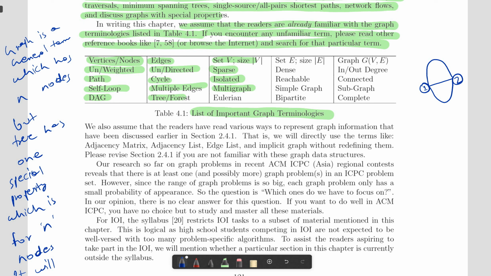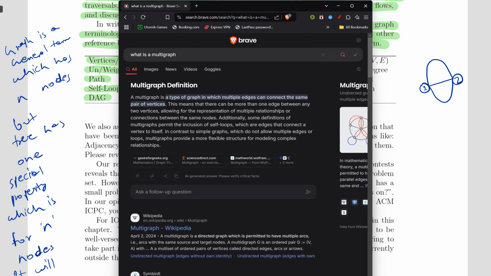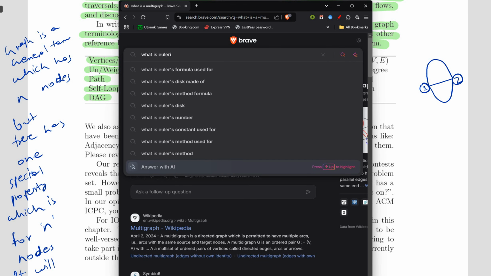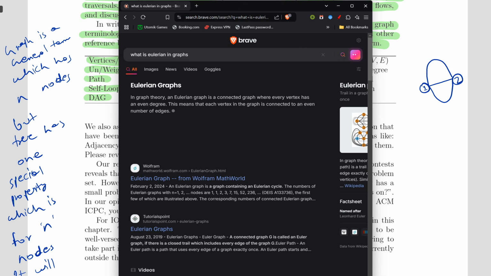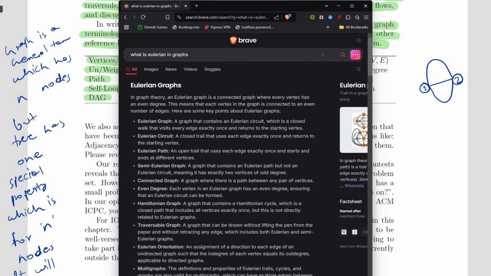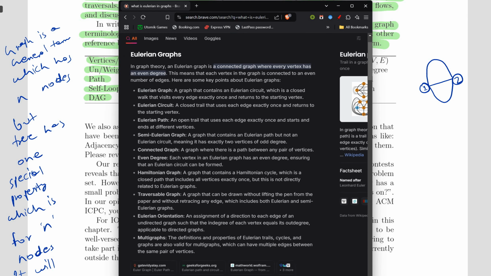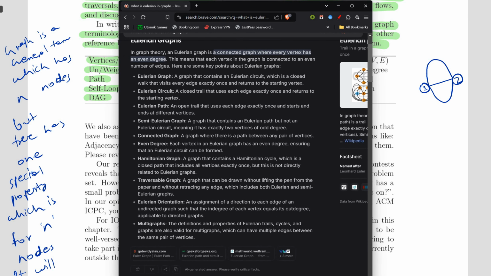Okay. Now what is an Eulerian graph? Let's search. An Eulerian graph is a connected graph in which every vertex has an even degree. This means that each vertex in the graph is connected to an even number of edges. So now here come the definitions.